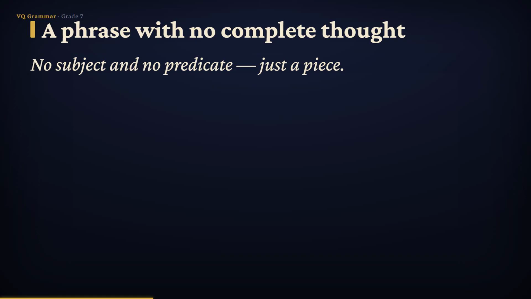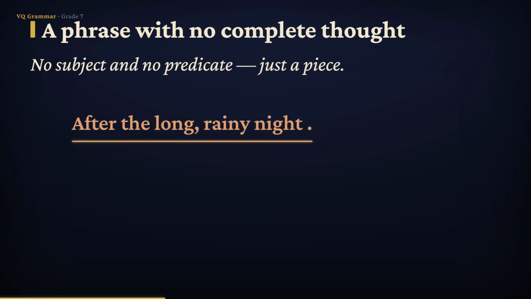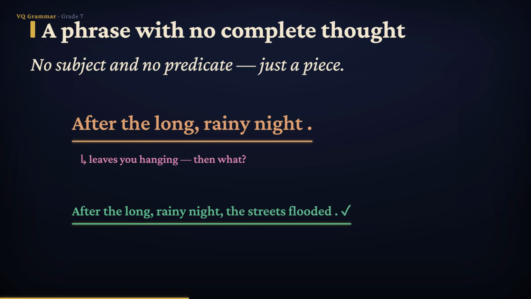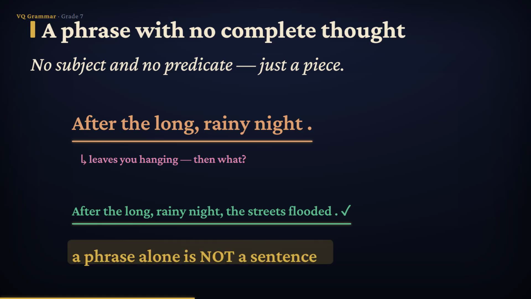Sometimes a fragment is missing both a subject and a predicate. It's just a phrase, a piece that sets the scene, but never finishes the idea. Take this. After the long, rainy night. Doesn't that leave you hanging? After the long night, what actually happened? The phrase points forward to a thought, but the thought never arrives. To fix it, we attach it to a real sentence. After the long, rainy night, the streets flooded. Now the phrase has a home, and together they express one complete thought.